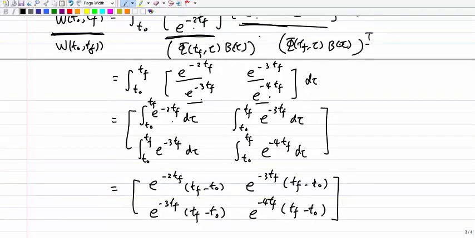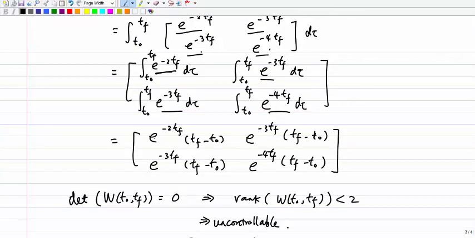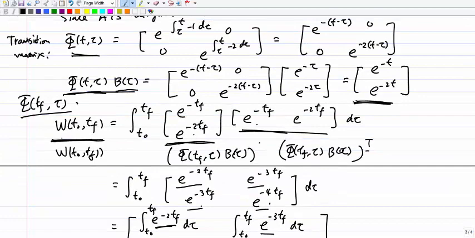Because this one is not a function of tau. This is a function of tF, right? They are like constants if you consider tau as a variable. So it's the same as pulling it outside the integration for 1, right? The integration of 1 over tau from t0 to tF is just tF minus t0. You have this guy, this guy, this guy, this guy. So that's the final matrix.